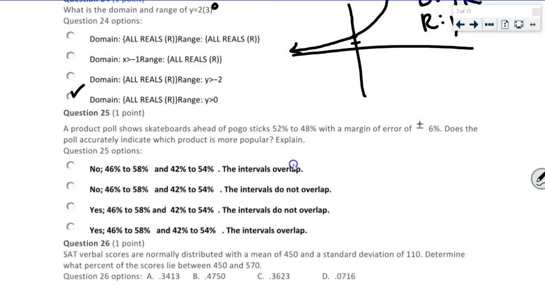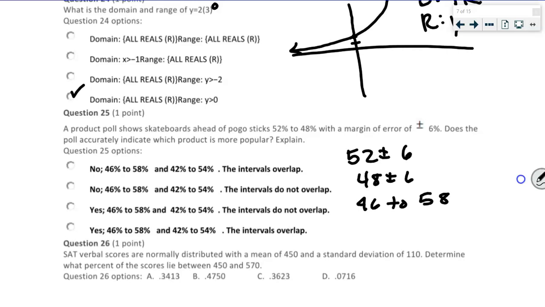Number 25 says, a product poll shows skateboards ahead of pogo sticks 52 to 48% with a margin of error plus or minus 6%. Does the poll accurately indicate which product is more popular? So when we do this, we're going to do 52 plus or minus 6. We're going to do 48 plus or minus 6. So when we do the first one, we're going to get 46 to 58%, right?